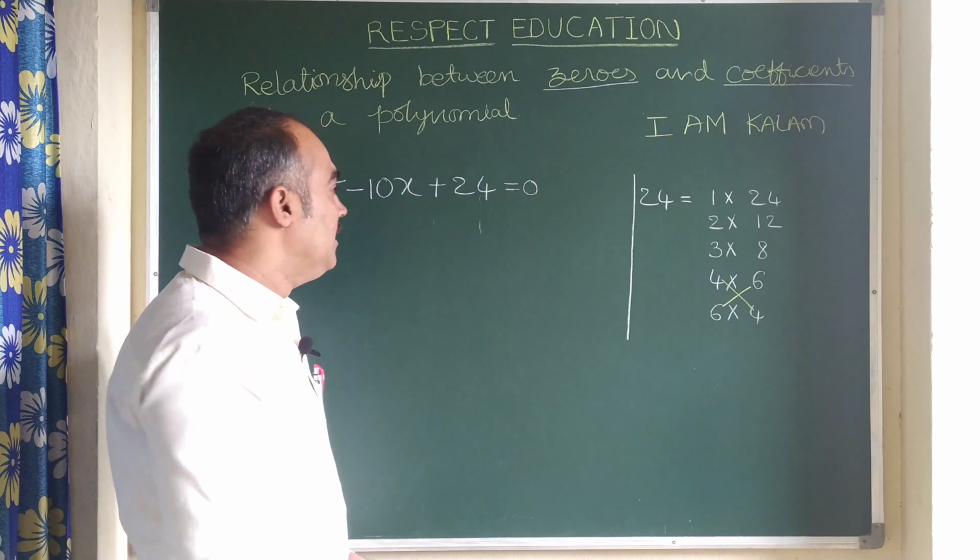This minus is to be given for the bigger number. This first multiplication, plus into minus, if you get minus, you give the minus symbol for the bigger number in these pairs. See, 1 and 24, the bigger one is 24, so I am writing minus because the bigger number is to be given minus. 2 and 12, 12 is bigger, minus. 8 here, 8 is bigger, minus. 6 is bigger, minus. In these two, 6 is bigger, that's why I am writing minus here.